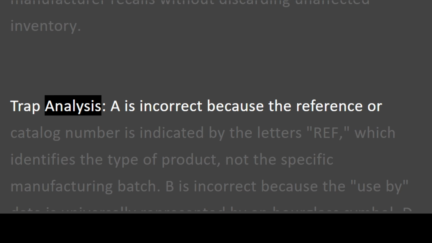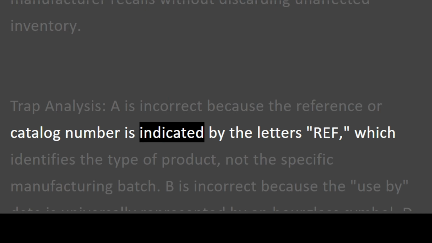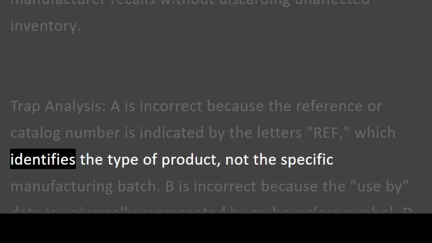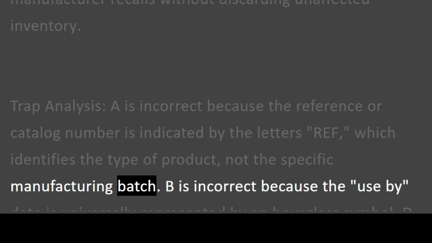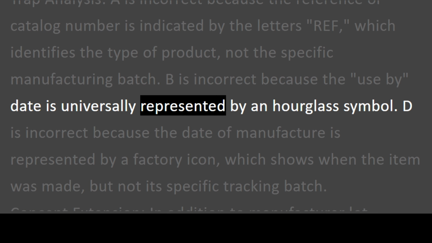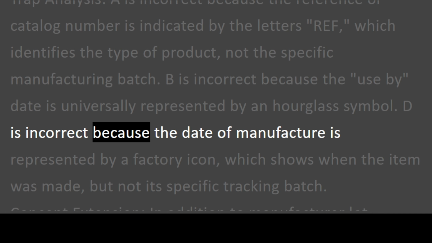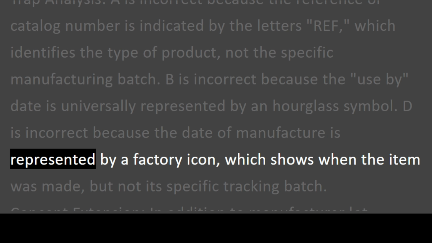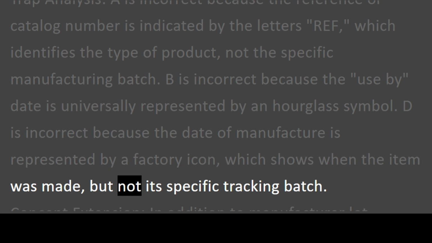Trap analysis. A is incorrect because the reference or catalog number is indicated by the letters REF, which identifies the type of product, not the specific manufacturing batch. B is incorrect because the use by date is universally represented by an hourglass symbol. D is incorrect because the date of manufacture is represented by a factory icon, which shows when the item was made, but not its specific tracking batch.